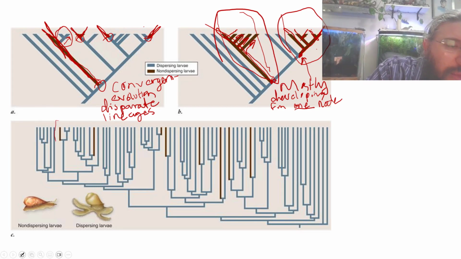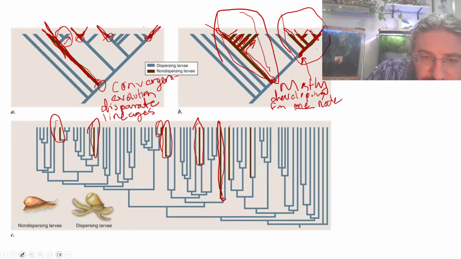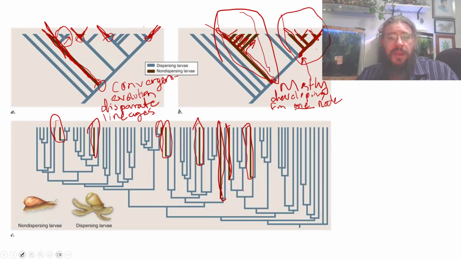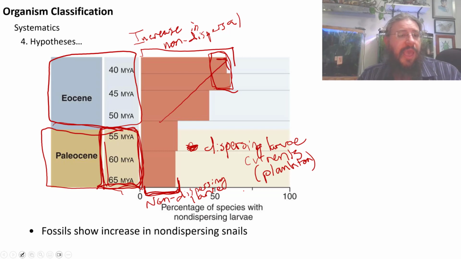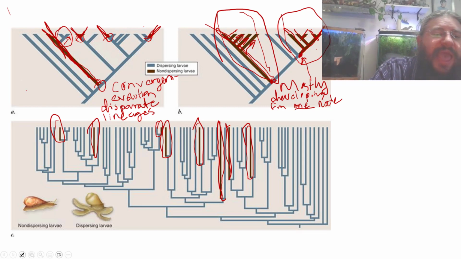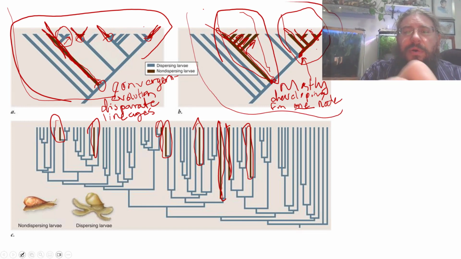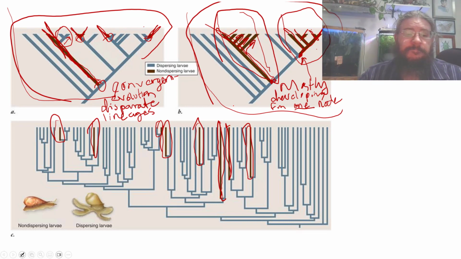we find multiple disparate lineages independently evolving non-dispersing larvae. And then these lineages in the Eocene must have had some kind of competitive advantage that allowed them to proliferate. So we can see that hypothesis A is supported by the data. Hypothesis B is not supported by the data. So that's how we can create some fun hypotheses using systematics.